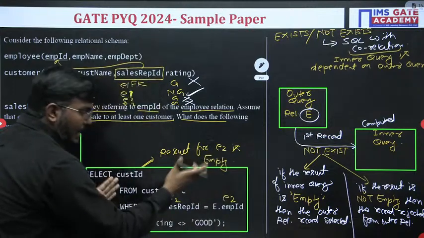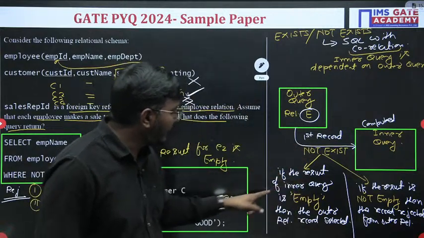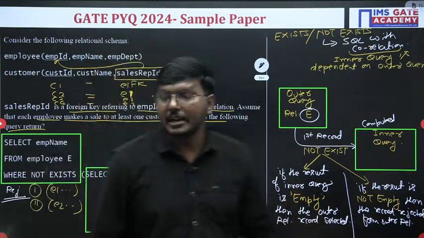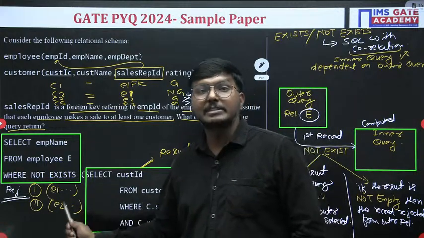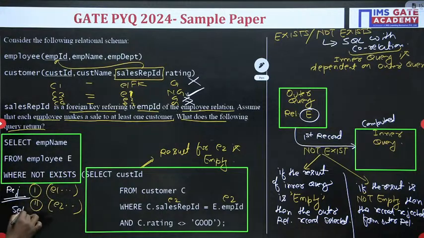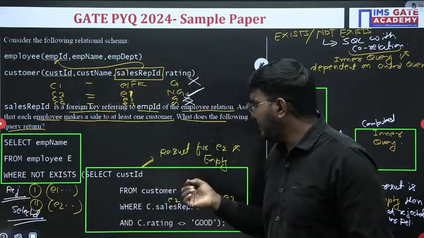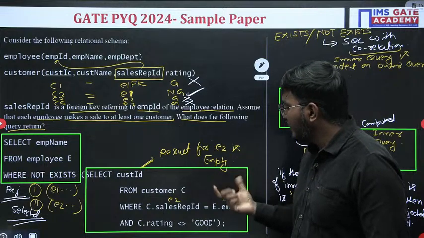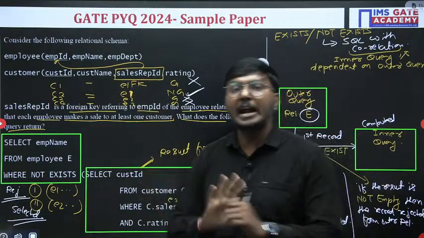If the inner query result is empty, then the outer relation's record is selected. So now that the result is empty for the employee E2, this employee E2 will be selected in the outer relation. Understood? Clear? Basically, this inner query result will be empty only if that employee has a good rating from all the customers. There is no negative rating.